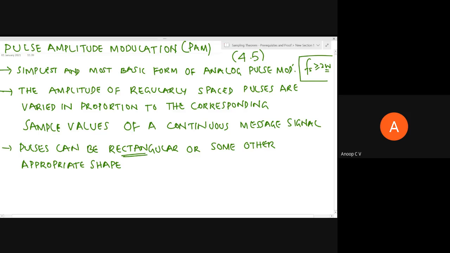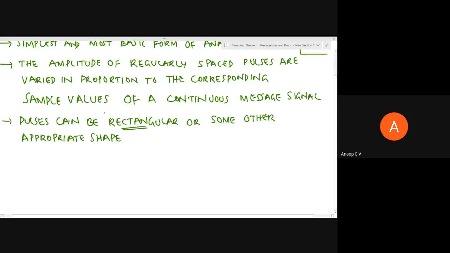Just now I gave you the definition. I'm sure you may not have got an idea, so we see a simple example of PAM. Consider this is our m(t), this is our message signal. If I have to modulate it using PAM, what basically it does is it involves two steps.